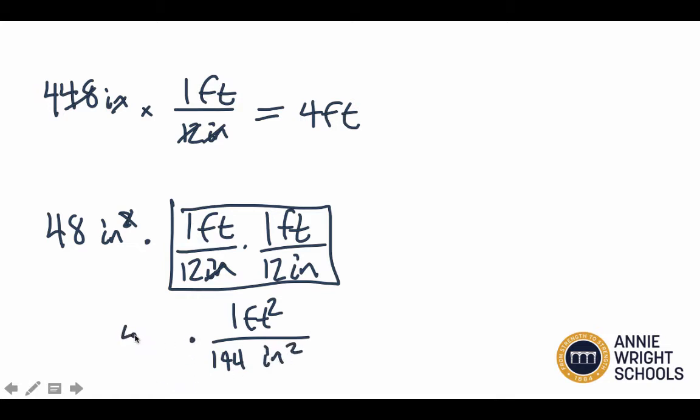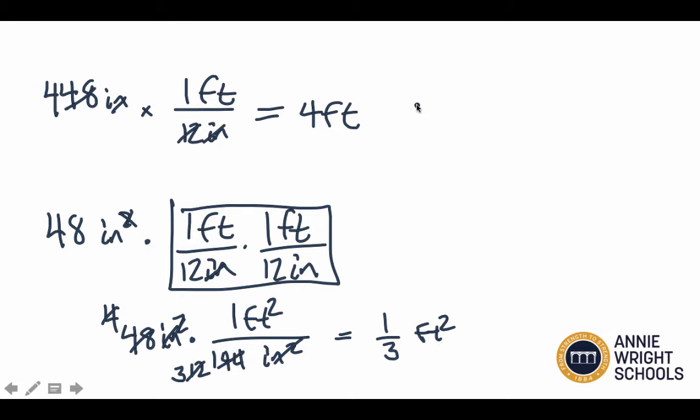Now if you multiply this by 48, the inches squared cancel, and you're left with something in terms of feet squared. 48 has a factor of 12 in it, 4 times, and then this has a 12 here, and then 4 goes into this 3 times, and you end up getting 1/3 foot squared. So 48 square inches is only 1/3 of a foot squared.